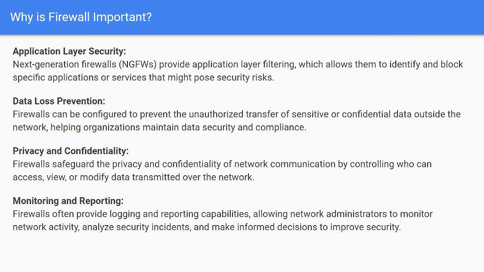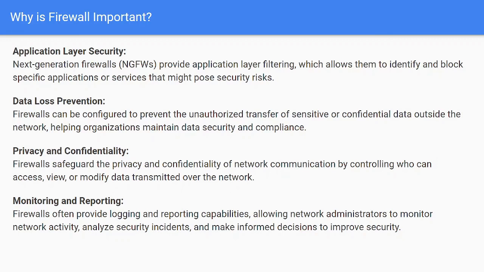Then the next one is application layer security. So next generation firewalls provide application layer filtering, which allows them to identify and block specific applications or services that might pose security risks. Apart from just looking at the network, it can also look at the applications on a particular host or device in the network. Let's say there is a shared application that everybody is using across the network. It can also look at those things and prevent threats from happening on those applications.